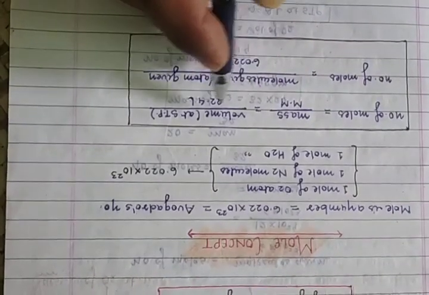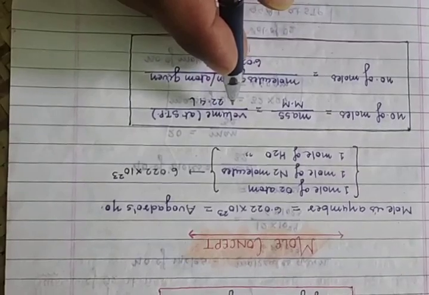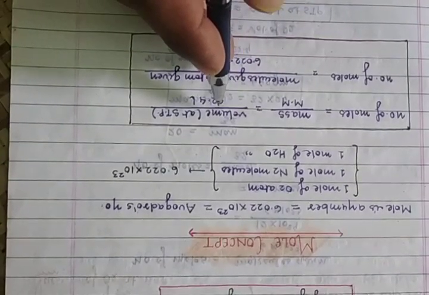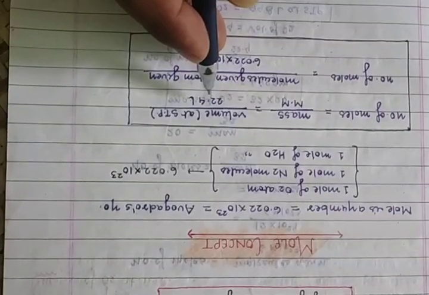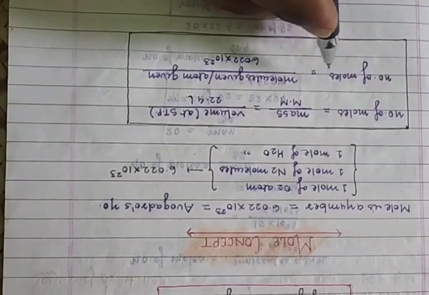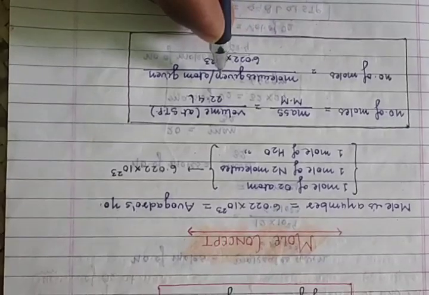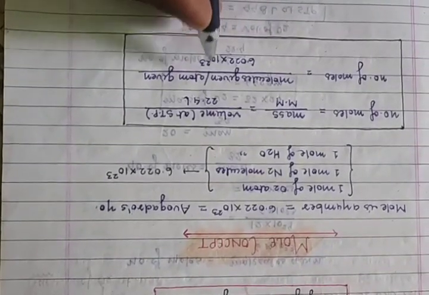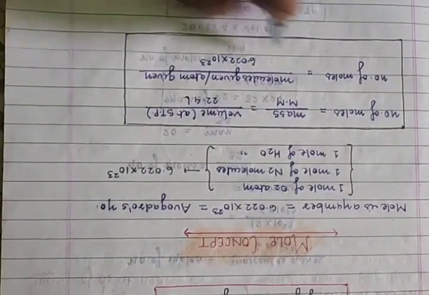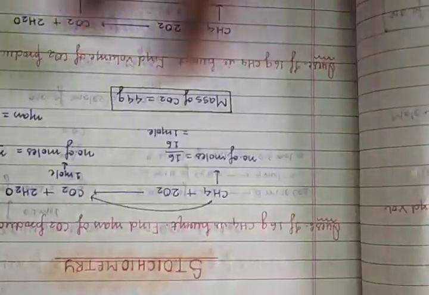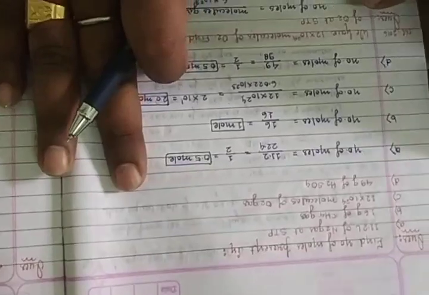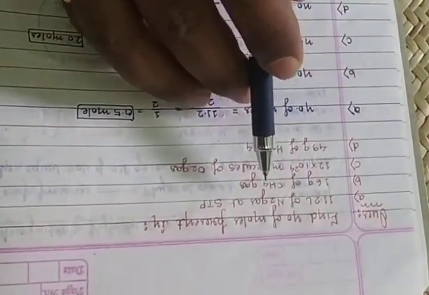The second formula is volume. Suppose a volume type of question is given: number of moles is volume at STP divided by 22.4 liter. Okay, now the third formula: number of molecules or atoms given divided by Avogadro number. So just learn these 3 formulas. Now on the next page there are numericals. The first numerical is based on the number of moles.